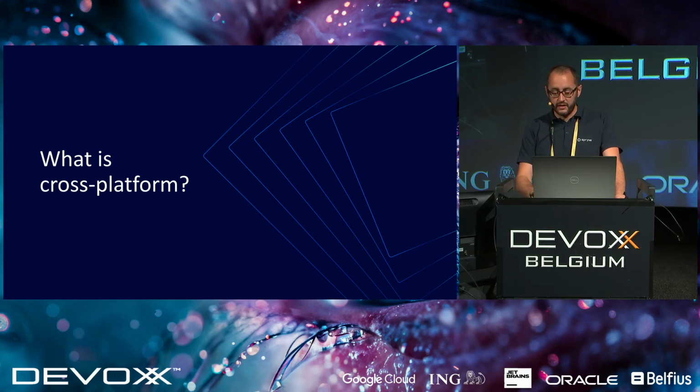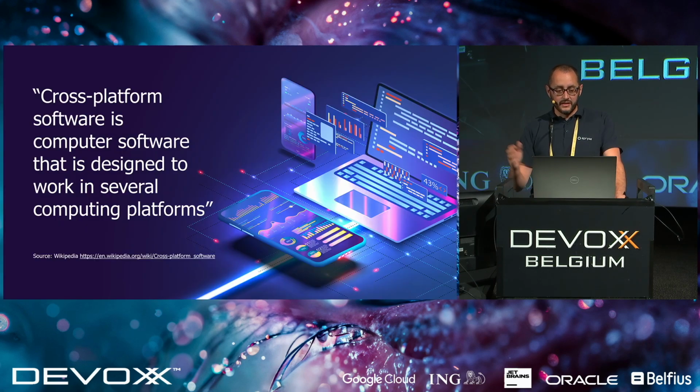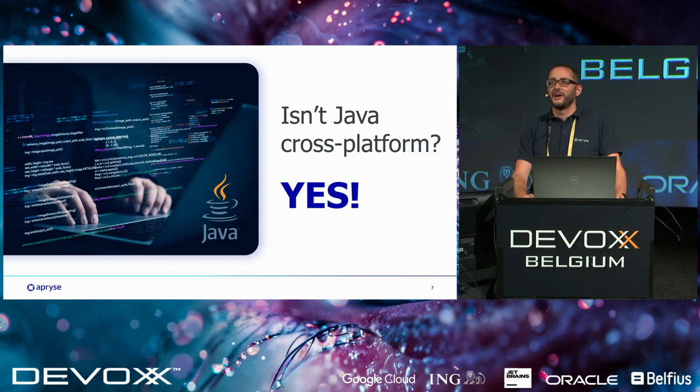So what is cross-platform? I turned to Wikipedia for basic definitions. Cross-platform is computer software that is designed to work in several computing platforms. Think of Mac versus Linux, or iOS, Android, embedded system, etc. Anything that can run across multiple platforms should be considered cross-platform. So isn't Java cross-platform? Yes, it is, and this is where I would end my talk if I was to be funny. But yeah, Java is cross-platform. I haven't encountered during my career any platform that doesn't have a JVM. Maybe there is an exotic form of it, but I haven't come across it so far.